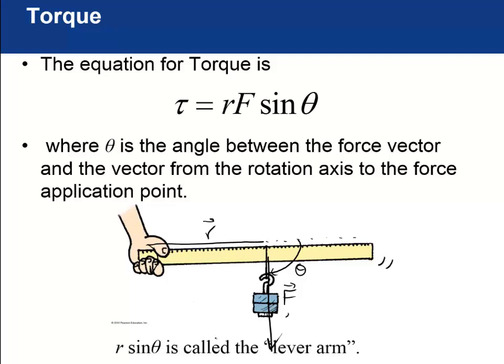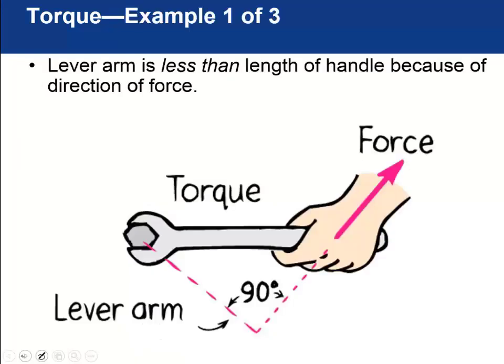And r times sine theta is sometimes called the lever arm. So here's a situation where you're trying to tighten a bolt, so you want it to turn counterclockwise like that. You apply a force in this direction. Here's your theta, right there. The distance r goes from right there to the pivot. r sine theta turns out to be right here. This is your lever arm.